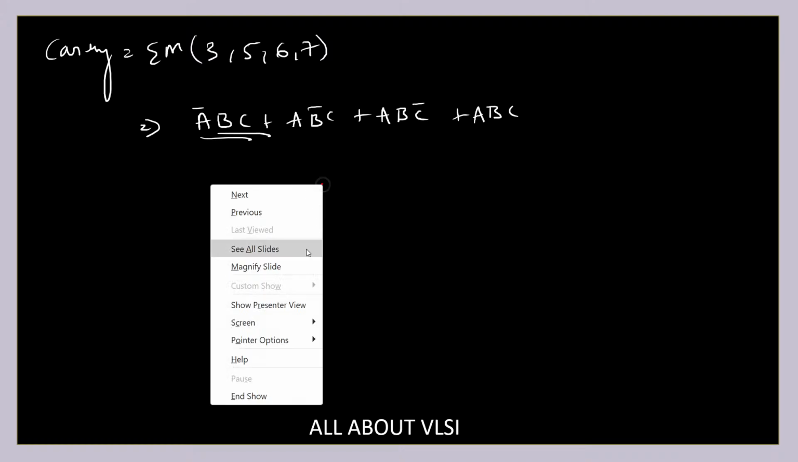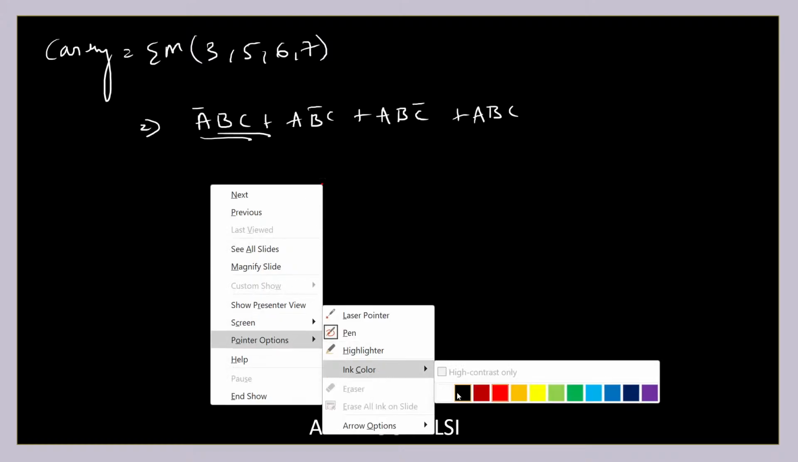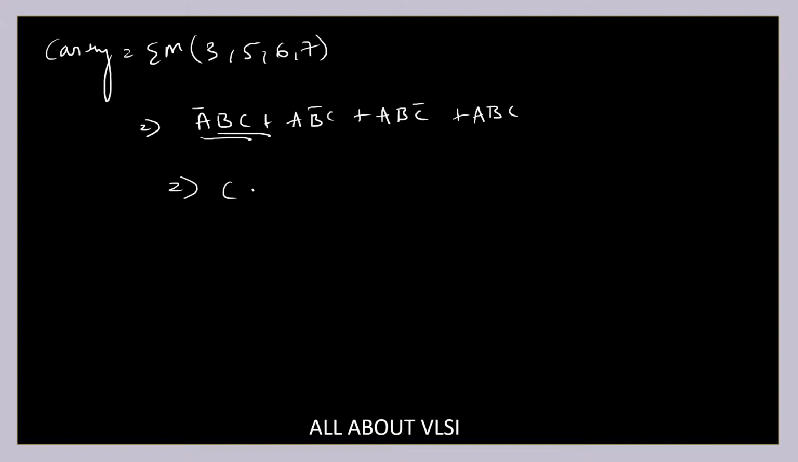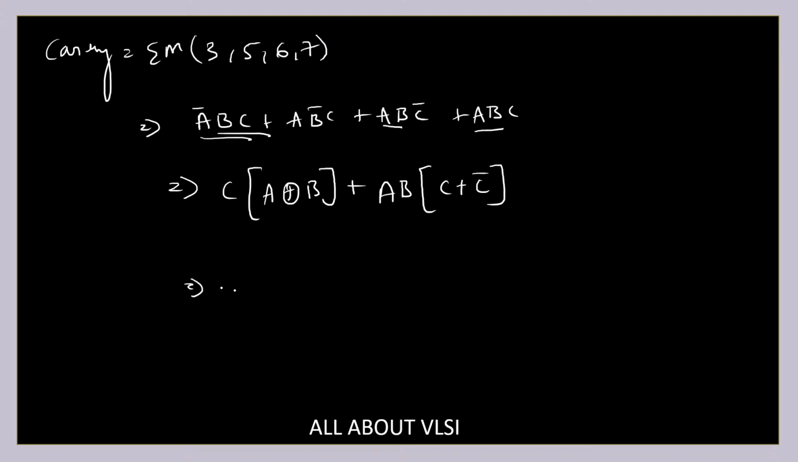So if I take C common in the first two terms, what I'm going to get is C into A XOR B. Plus here if I take AB common, I'm going to get AB into C plus C bar, which is basically equal to 1. So the equation I'm going to get is AB plus C into A XOR B. This is nothing but my carry, carry out.